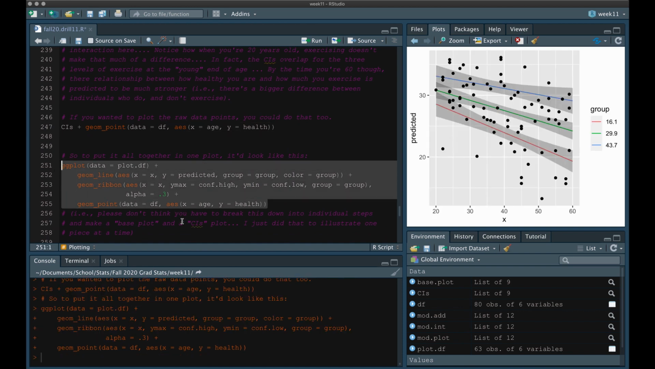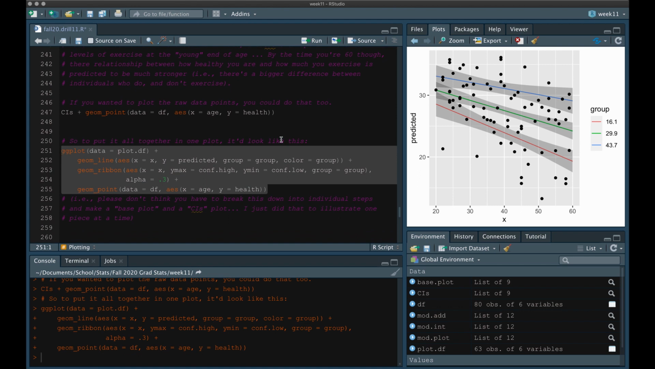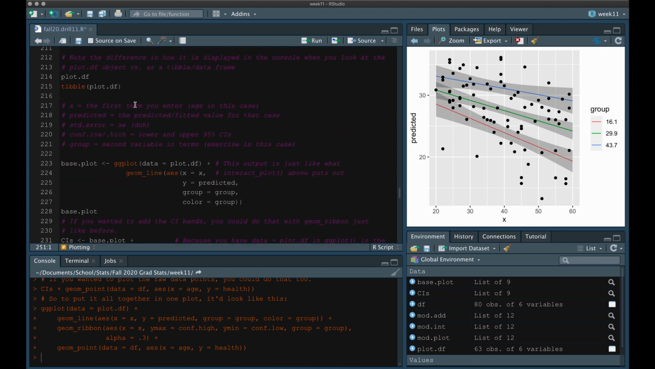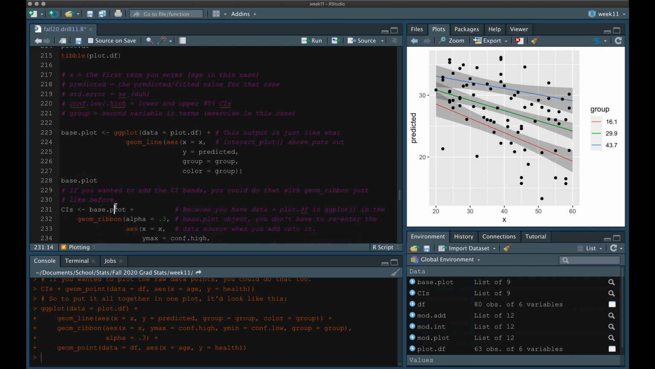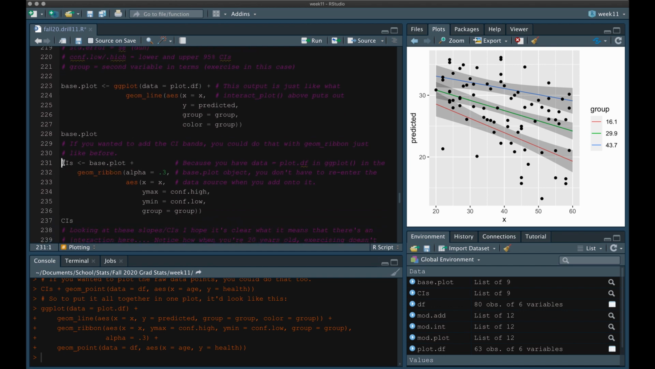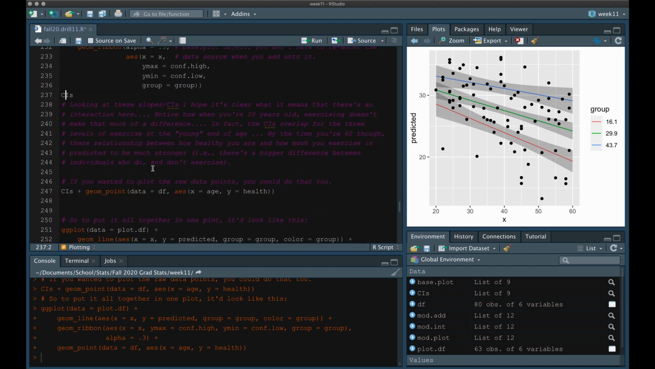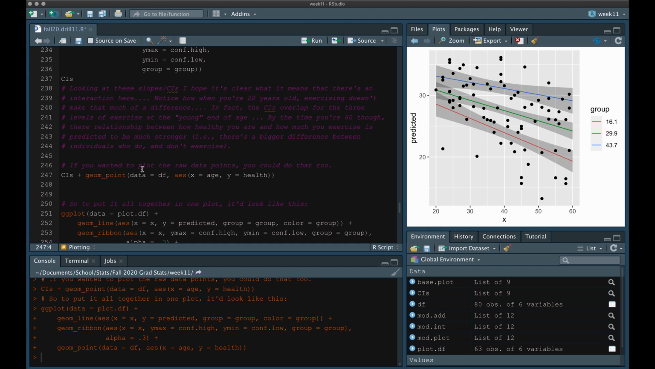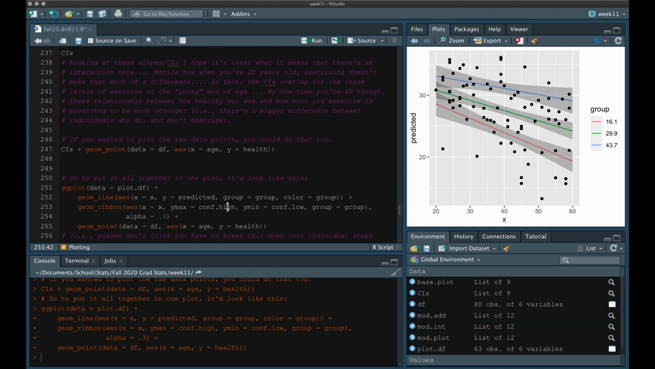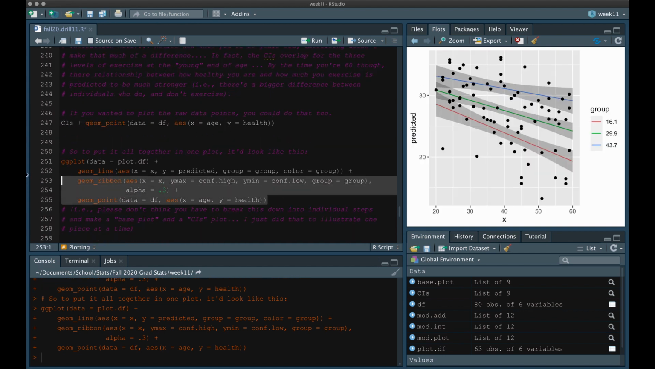And the point that I'm trying to make here is, please, please, please do not think that you need to break this down and do this one piece at a time, and create an object called base plot and then add your ribbon and create a new object out of that, and then add another piece and create a new object out of that. You don't have to do that. You can just do all of this in one. In fact, this is how my code would look for this plot.